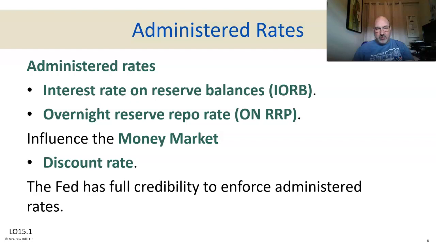Overnight reserve repo rate. Note that it says overnight reserve repo rate. The thing that Silicon Valley Bank got in trouble with was they were doing 3-month repos. And it's like kids and candy. If a little is good, a lot must be better, right?